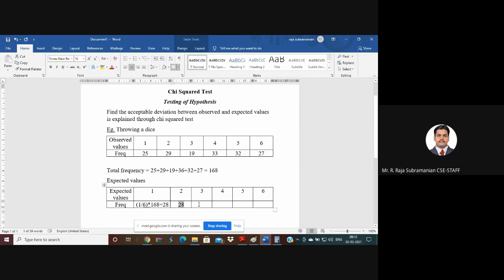So the expected value is a uniform probability. That is, everyone will have the same 28. This is actually the thing. So if you calculate all this also, you'll be getting 168. So this is what I should actually obtain.